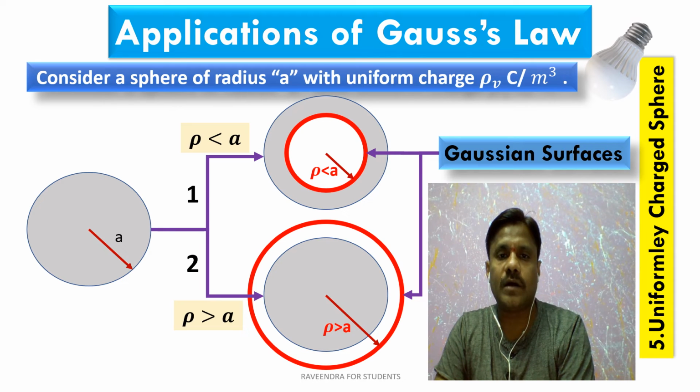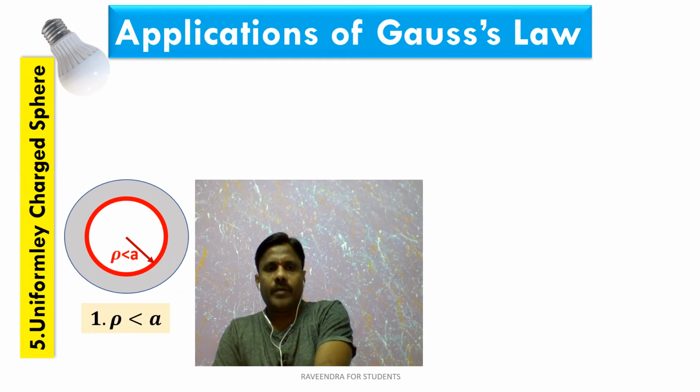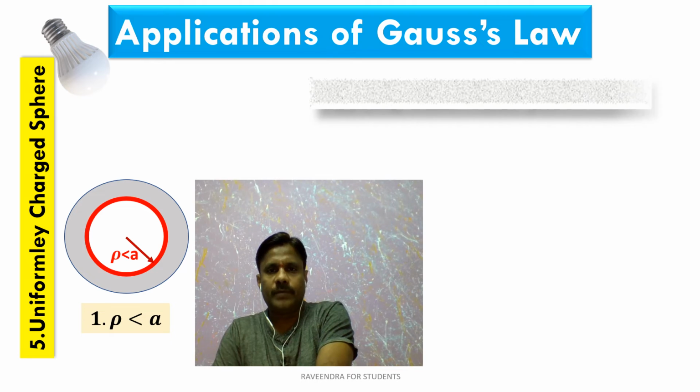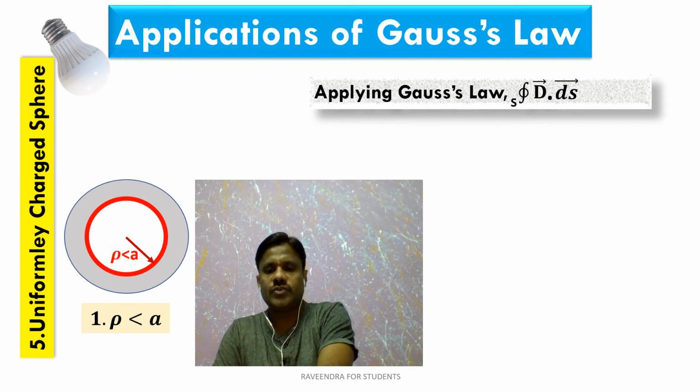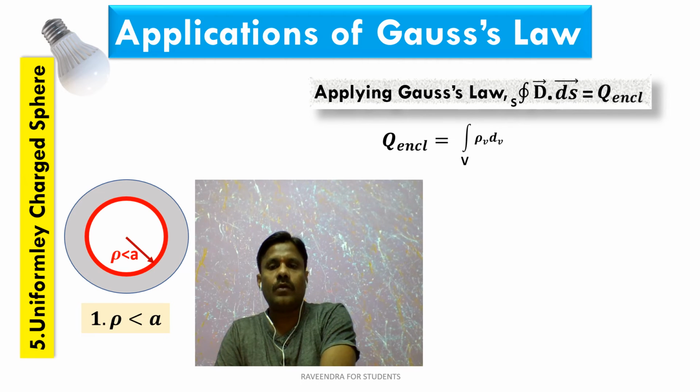Now we have to apply the Gauss law for the two Gaussian surfaces separately. Now coming to our first Gaussian surface, that is having the radius less than a. For this, if you apply the Gauss law, closed integral over S D bar dot dS bar should be the same as the total charge enclosed. So here for this uniformly charged sphere, first we have considered the Gaussian surface covering some portion of this uniformly charged sphere. Then the total charge enclosed by this radius rho, which is lesser than the original radius a, is given by Q enclosed equals integral over v rho_v dv.